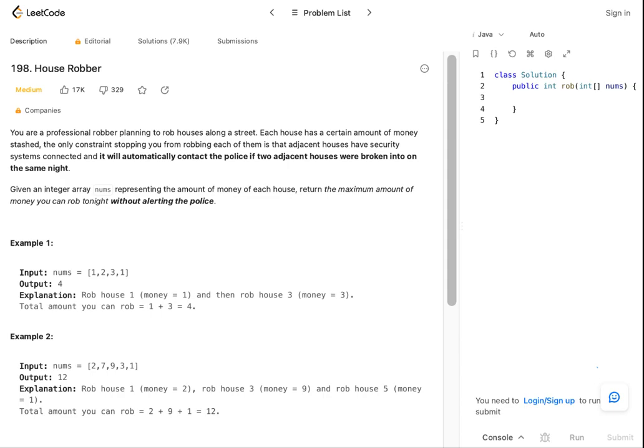In this video we'll be solving a problem from LeetCode which is called House Robber. So let's start by understanding the question. There is a street on which there are houses which are placed adjacent to each other in this manner.